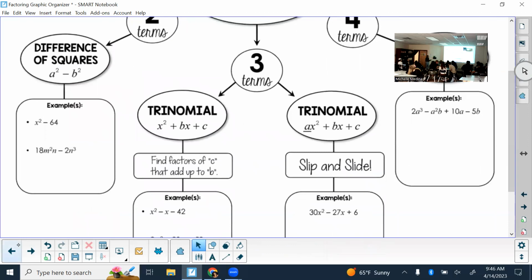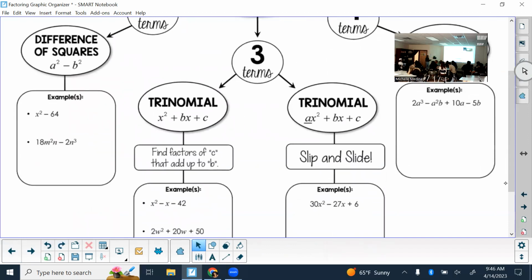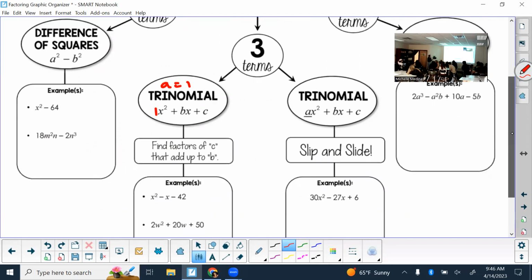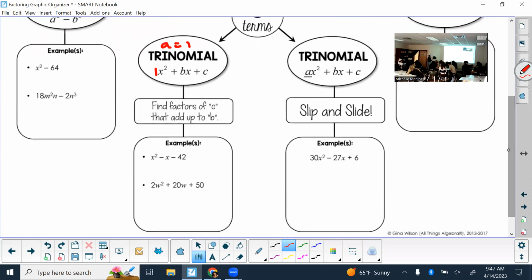So the first situation that we learned about was when a equals 1, as you can see here. A is 1 because a is always in front of the x squared. So if there's nothing written there, it's 1. When it is 1, what do you do to factor? The diamond method. And when a is 1, you just do the diamond method and then you're pretty much done.